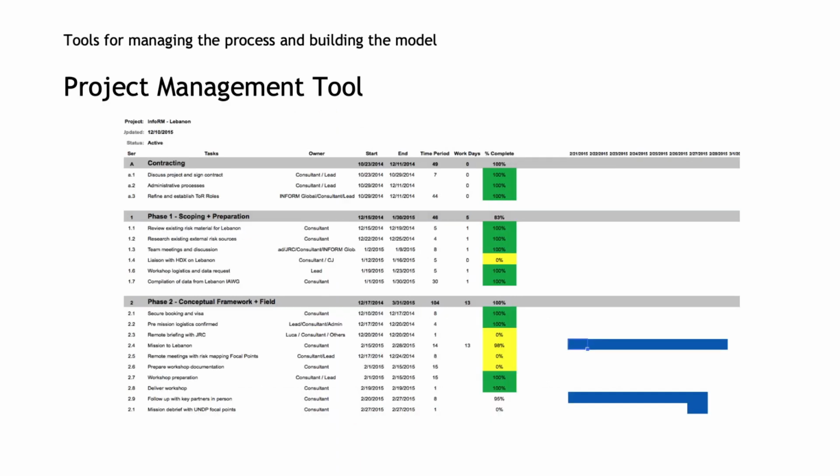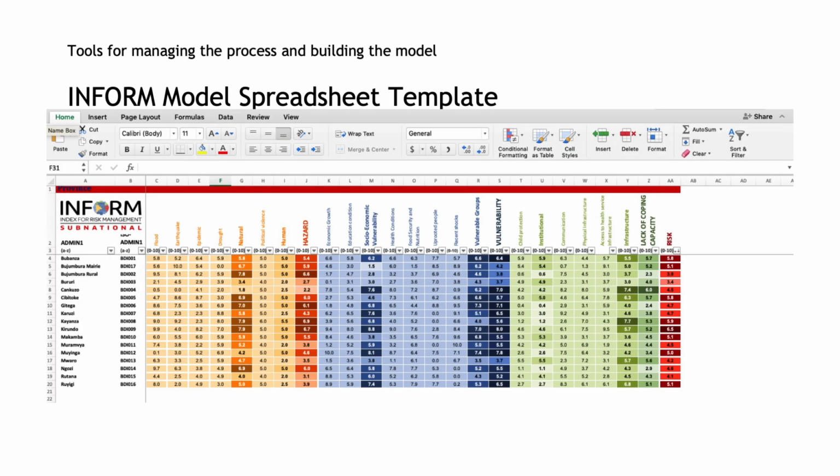Now let's review the tools that the project manager and subnational lead use to build and maintain the INFORM Subnational Risk Model. The first is the project management tool. This is a basic project management tool that you can adapt for your specific project phases and needs. Next is the INFORM Subnational Risk Index spreadsheet template. This is an empty Excel or Google Sheets template with the formula for normalization and aggregation already complete.